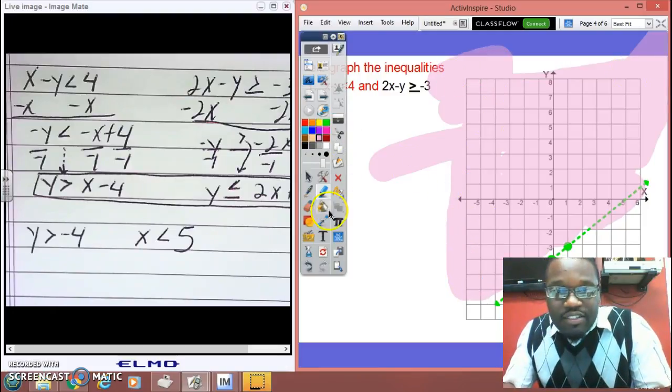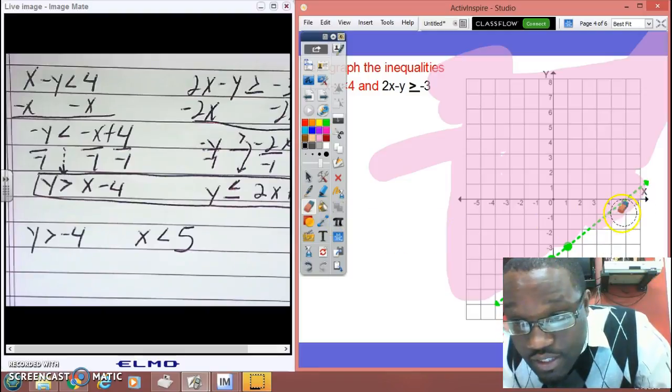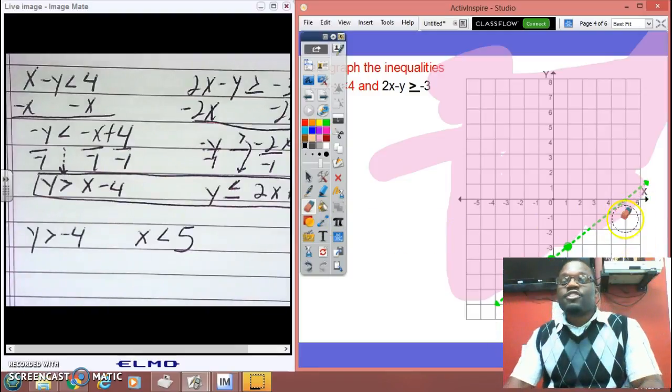So you would lightly shade with your pencil on top of the line, everything. But lightly shade. And so I need to kind of fix some of my over shading. Anyway, that shouldn't be down there.